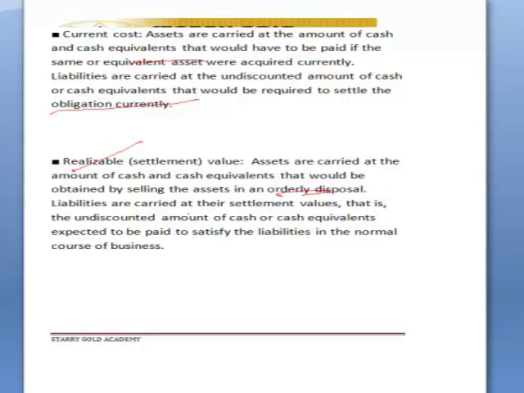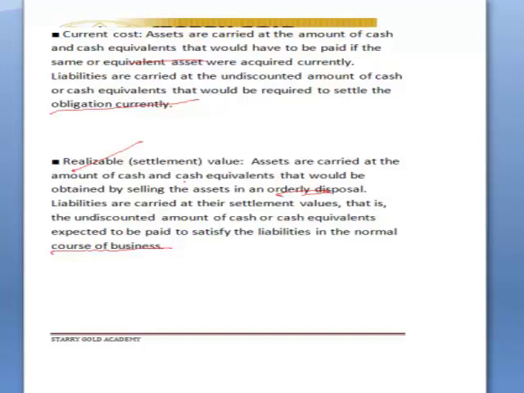at fair value. So liabilities are carried at the settlement values, that is the undiscounted amount of cash or cash equivalent expected to be paid to satisfy the liabilities in the normal course of business. So these are the subsequent measurements of assets and liabilities. We can measure them historically, at current cost, or we can use realizable value or settlement value.